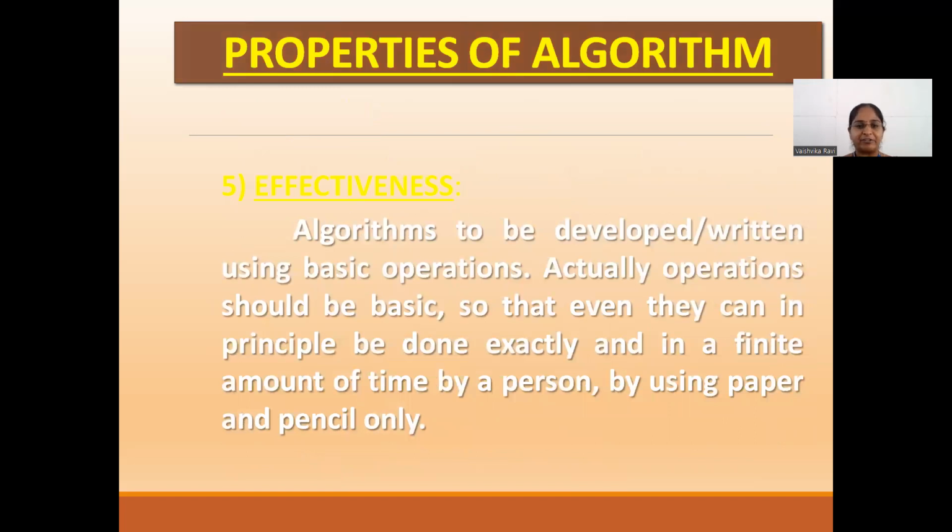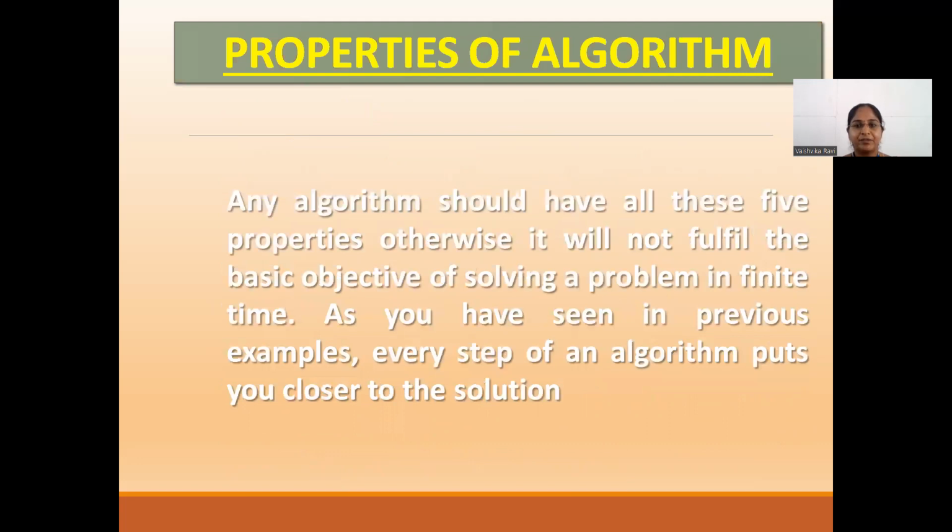The last one is effectiveness. The algorithm has to be developed or written using basic operations. These operations should be basic so that, in principle, they can be done exactly and in a finite amount of time by a person using paper and pen also. An effective algorithm should have all the 5 properties. Otherwise, it will not fulfill the basic objective of solving a problem in finite time.